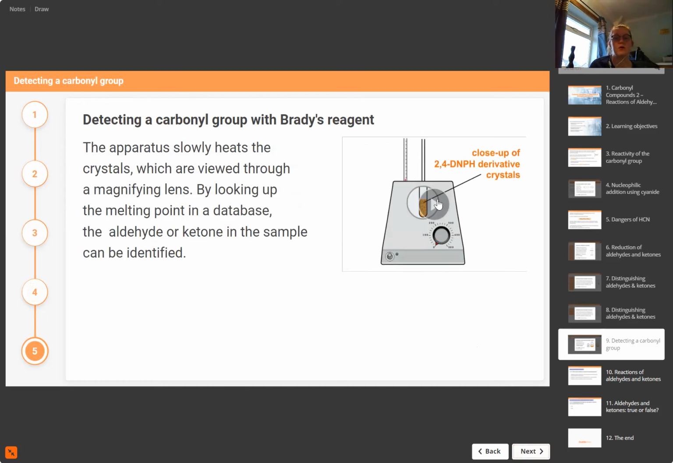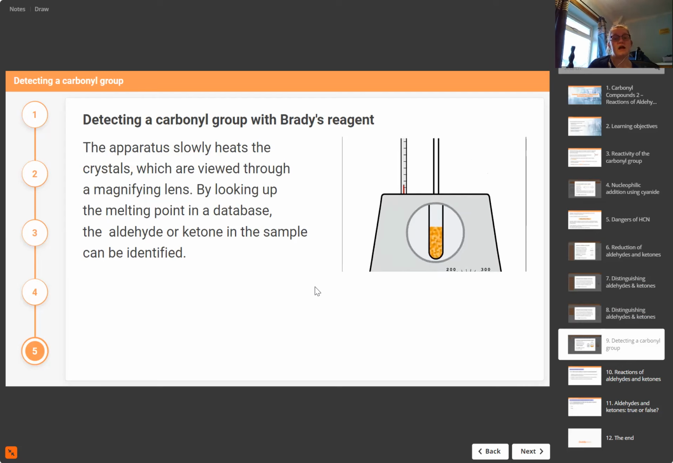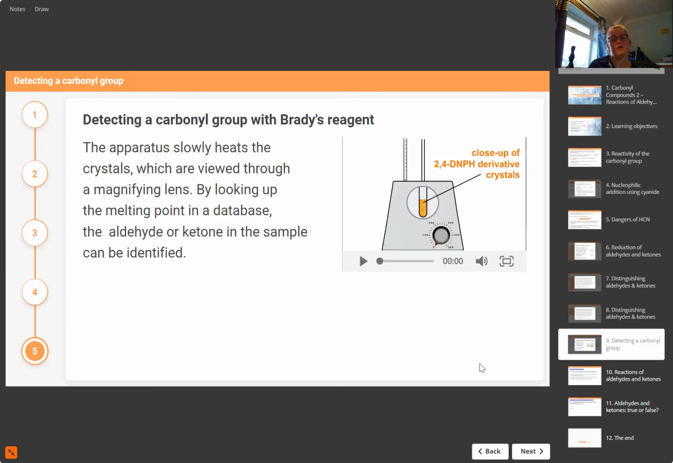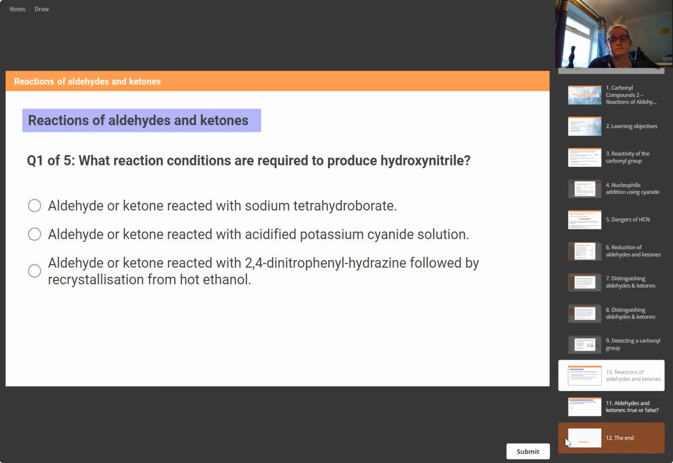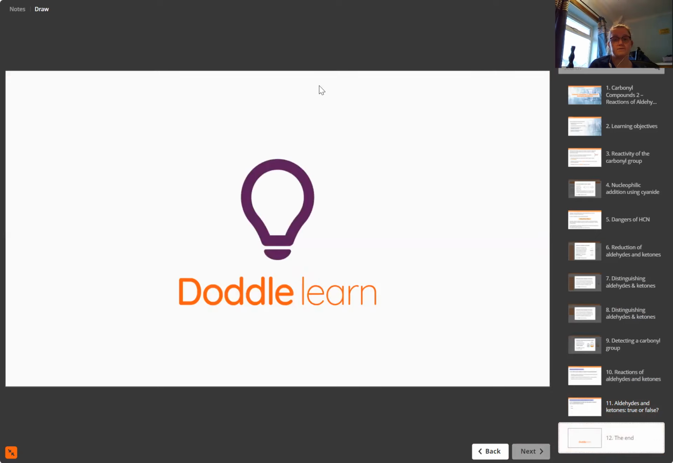So how this apparatus works is it slowly heats the crystals, and these crystals are viewed through a magnifying lens. By looking up the melting point in a database, the aldehyde or ketone in the sample can then be identified. For example, the melting point of these crystals is 128 degrees. So you would look up in a database to find out the aldehyde or ketone in the sample. And we're going to end that there and go on to the next little section of aldehydes and ketones.